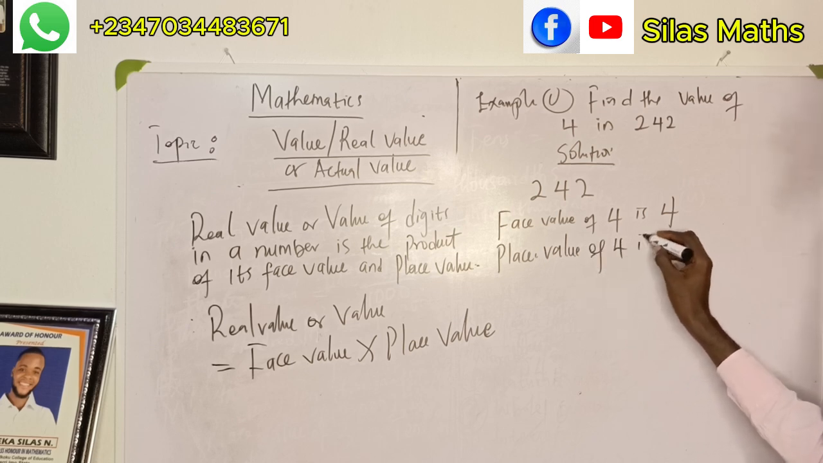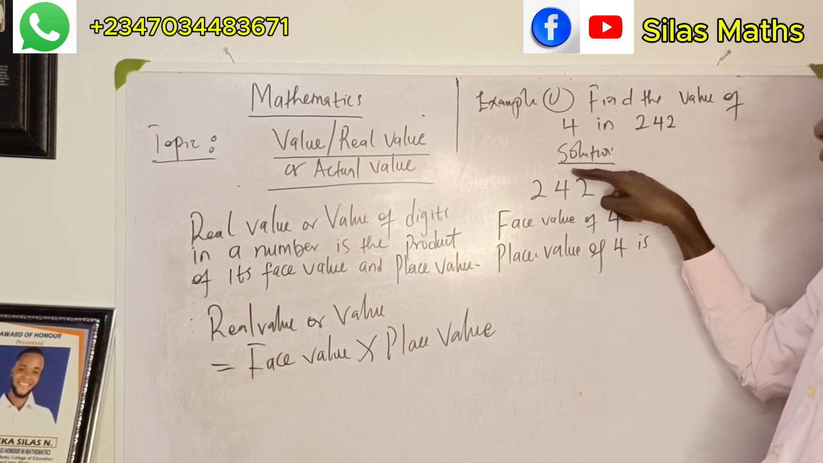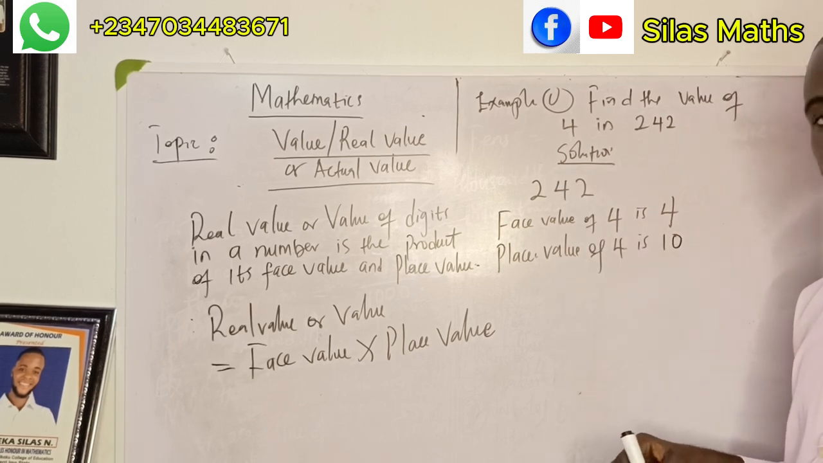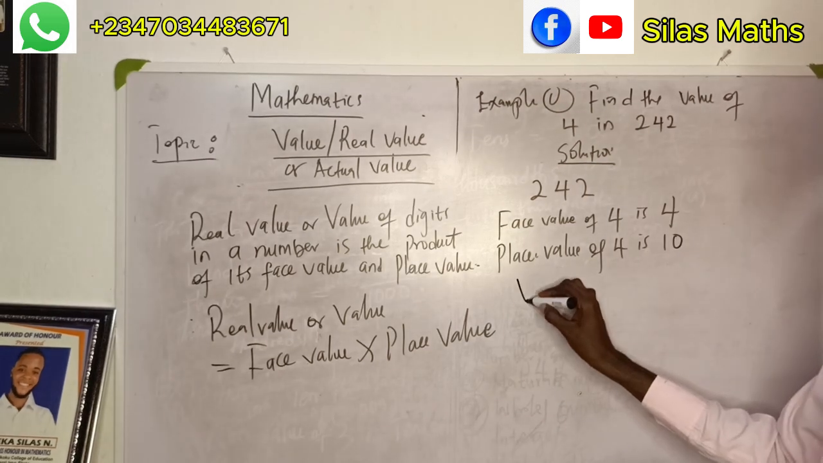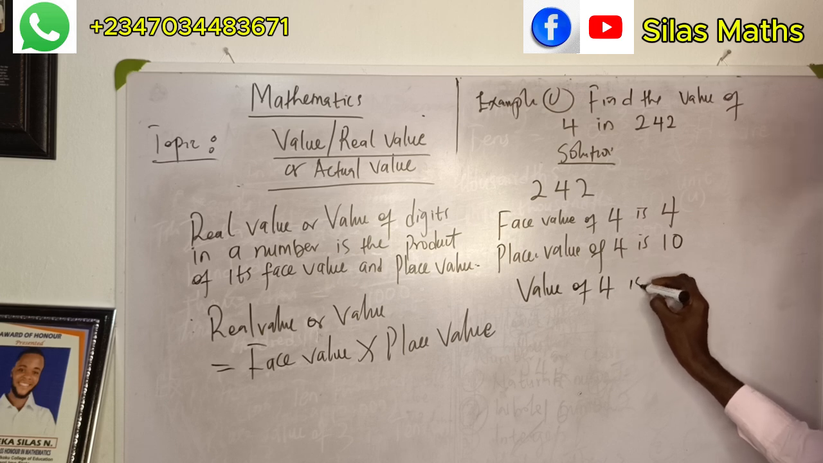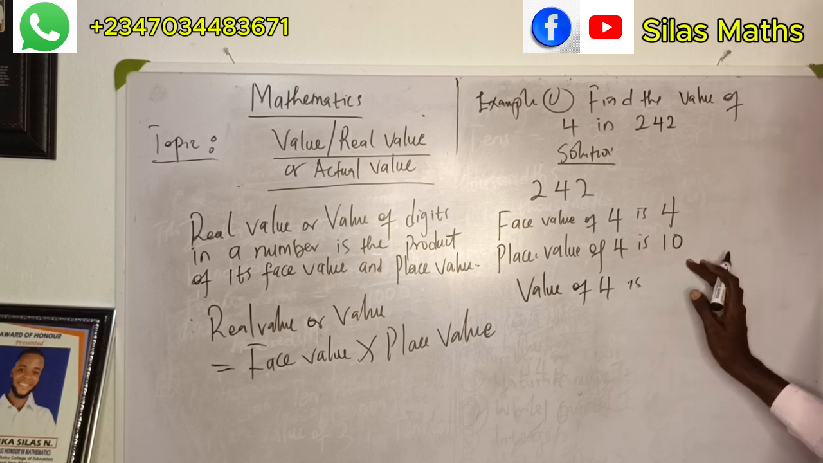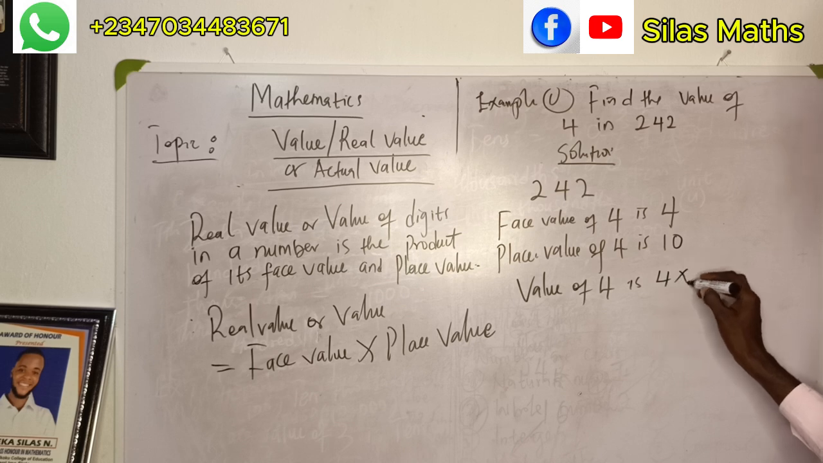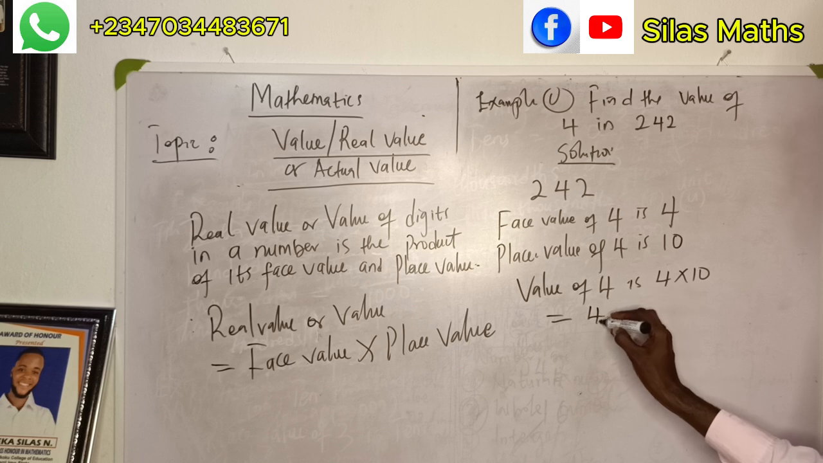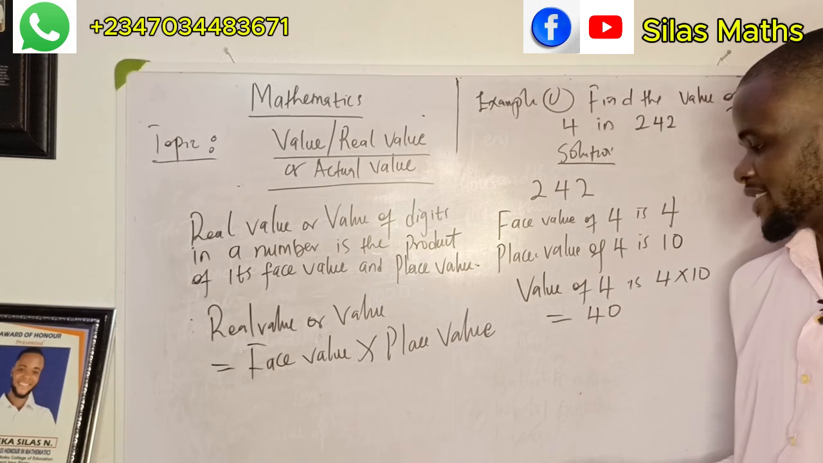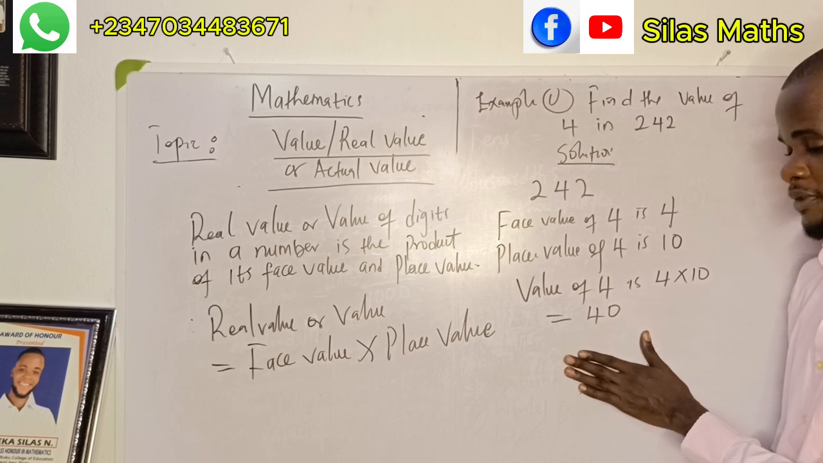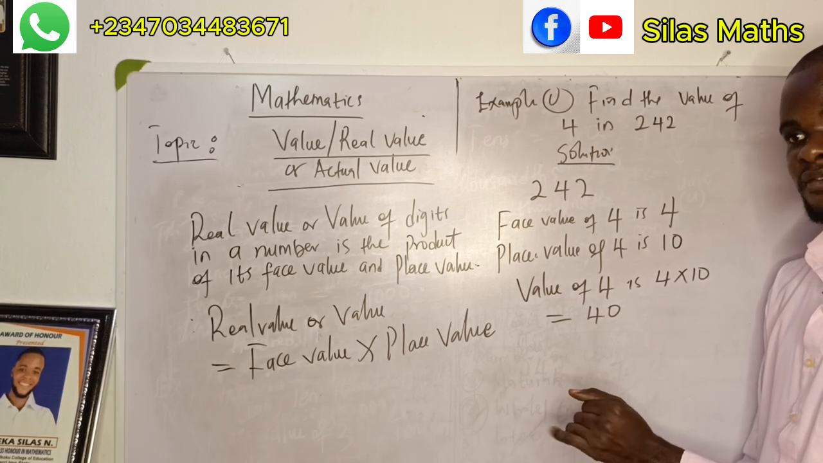While the place value of 4 is what? Now look at this, this is units and this is tens, and tens is 10. So that means my value or the real value of 4 is what? The product. That is this one times this one. That is 4 times 10. And 4 times 10 is going to give me 40. When I multiply a number like 4 times 1, 4, then I put my 0. That will give me 40. Very easy.